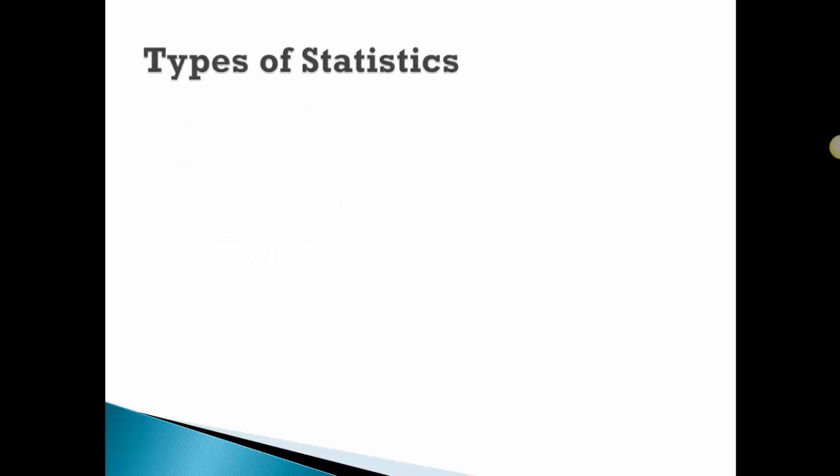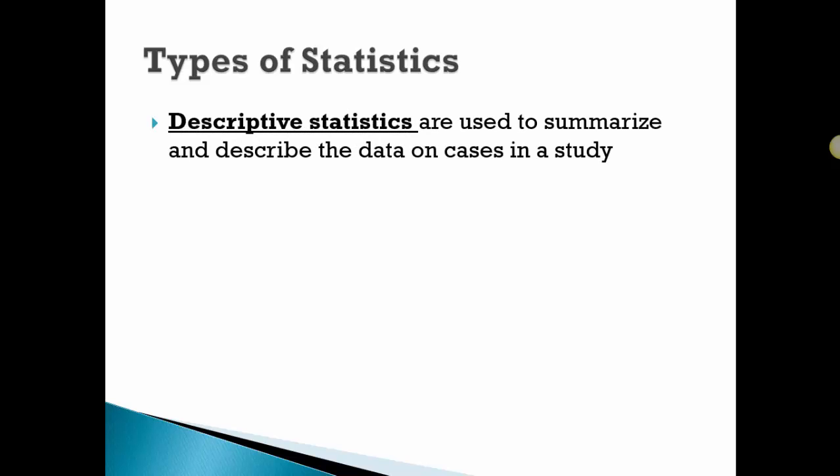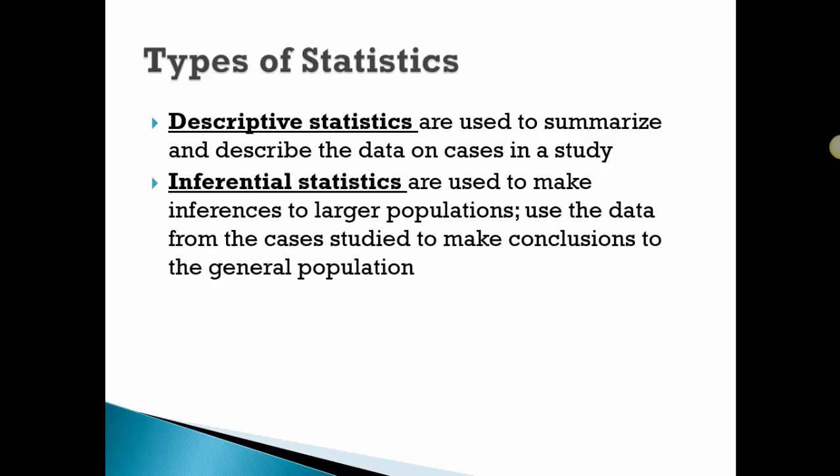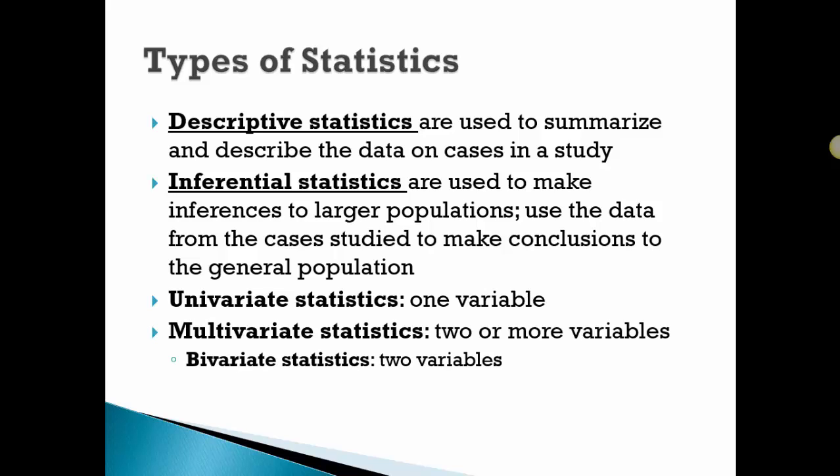So let's talk about the types of statistics. We have descriptive statistics, which are used to summarize and describe the cases, the data on the cases in a study. And then we have inferential, which is where we take a sample and we try to make an inference to a larger population based on information from our sample. Univariate statistics deal with a single variable. And multivariate statistics deal with two or more variables, and in particular bivariate statistics we'll talk about later in the semester with regression analysis.